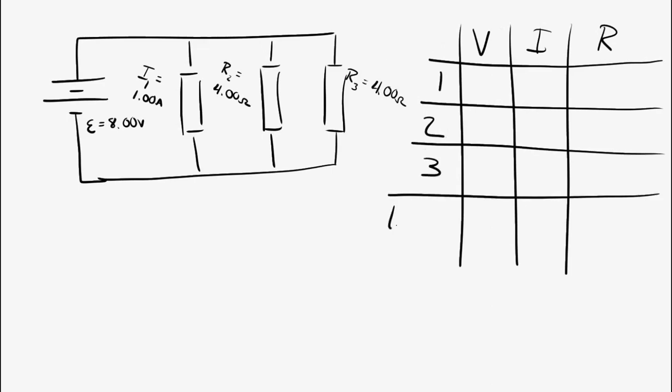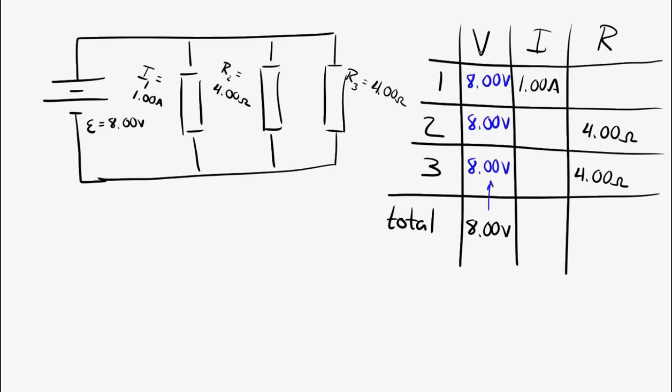Okay. One of the facts we know about a parallel combination is that the potential difference across every resistor is the same. Well, every resistor has the same potential difference across it as the battery. So every resistor has 8 volts across it. So we can fill in that column. Now that I've done that, I can use Ohm's law to fill in the resistance of the first resistor and the currents of the second and third resistor.